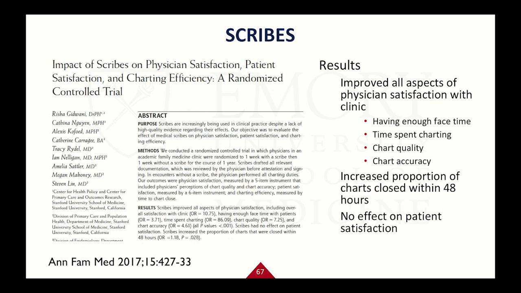I just thought I'd put up a slide about scribes. At Emory right now it's ER, but no scribes at cardiology, correct? Yeah, just starting.